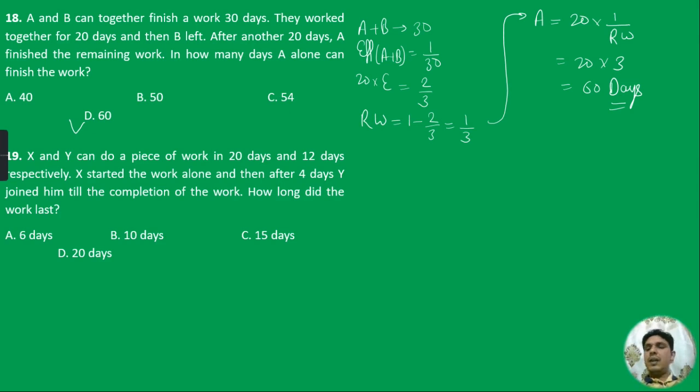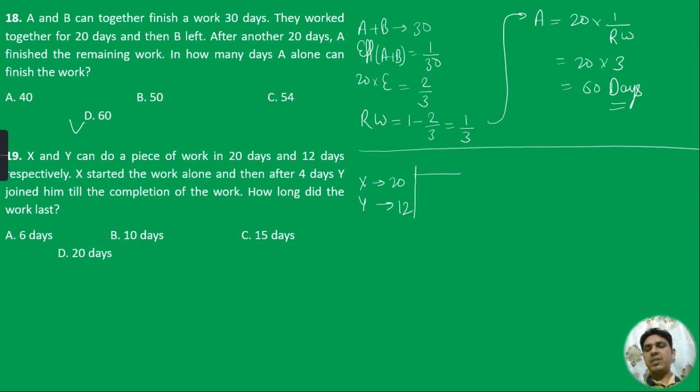Right? Let us have one more question. Question number 19 of the same type. The question is: X and Y can do a piece of work in 20 days and 12 days respectively. X started the work alone and then after 4 days Y joined him till the completion of the work.